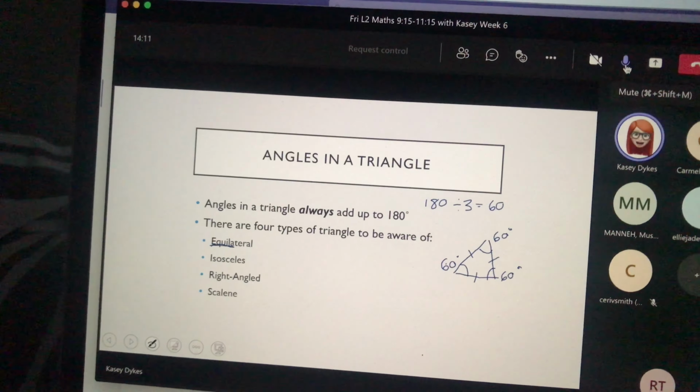Good, okay. So our next type of triangle is an isosceles. So I'm going to do this in a different colour. That's a horrible word to remember. It's a really horrible word to spell. But does anyone know what an isosceles triangle is?